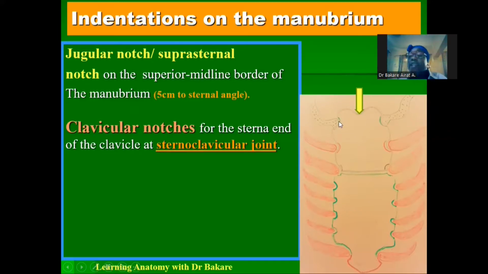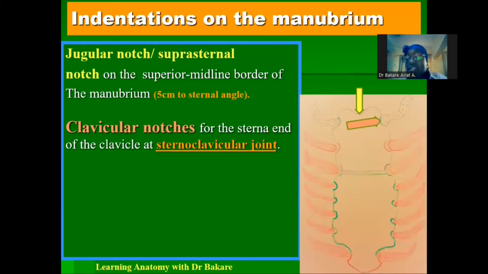For the clavicular notches, we have 2, one on the right and one on the left. And from the name, what this indentation receives is the sternal end of the clavicle. This is the clavicle highlighted in dotted black. And the clavicle, of course, we know extends from the back posteriorly, and it is connected anteriorly to the sternum. And the region of the sternum where it connects is the lateral part of the manubrium of the sternum. And it is in this region that we have the clavicular notch, which is the indentation that is created at the superior lateral border of the manubrium. And this is the clavicular notch.